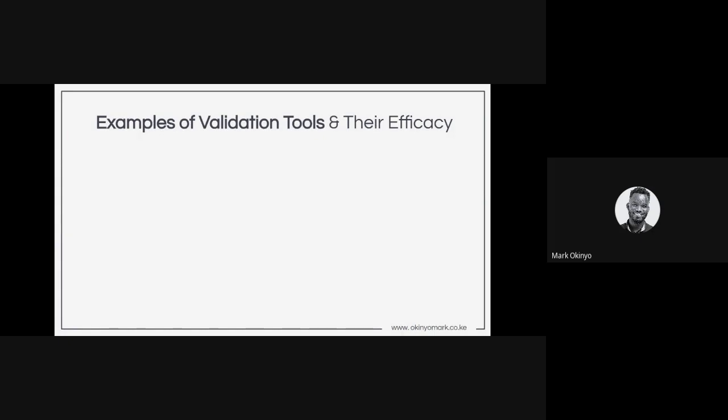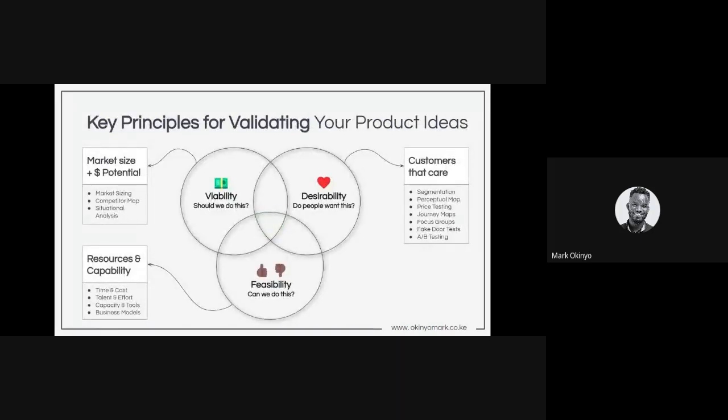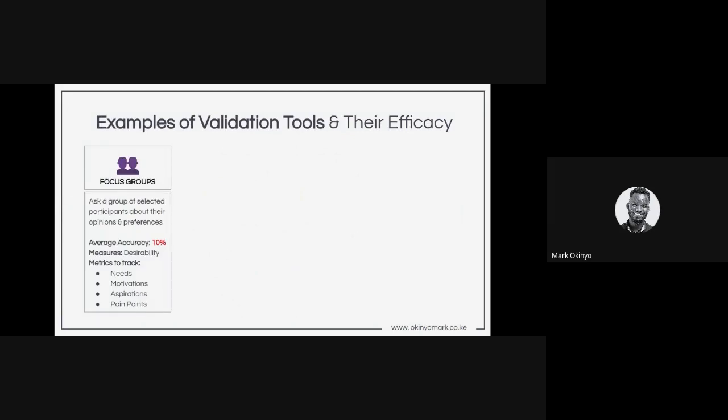Sawa. So there are a number of different tools we can use to test desirability, viability, and, what's the other one? Feasibility. The first thing is focus groups. So focus groups are usually important before you launch something. Yeah. So it's better to have them before you launch something, just so that you can get the qualitative feedback or information that might potentially affect the success of your products. So it measures desirability, and it can help you track customer needs, their motivations, their aspirations, and pain points.